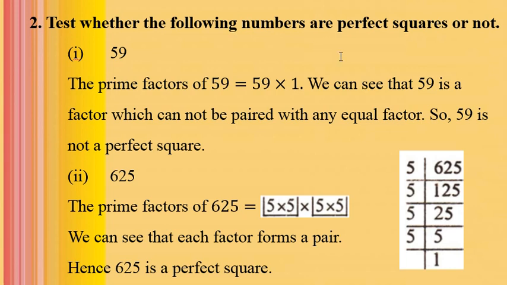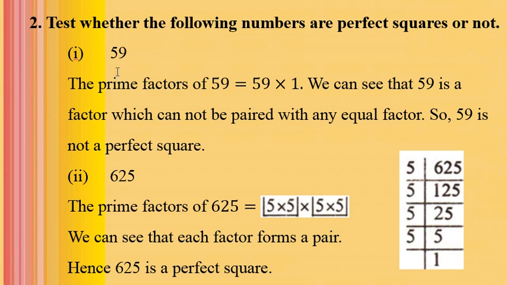Test whether the following numbers are perfect squares or not. To check whether the given number is a perfect square or not, we have to find the prime factors of that number, and if the numbers are in the form of pairs, then we will say that the given number is a perfect square, and if they are not in the form of pairs, then we will say it is not a perfect square.